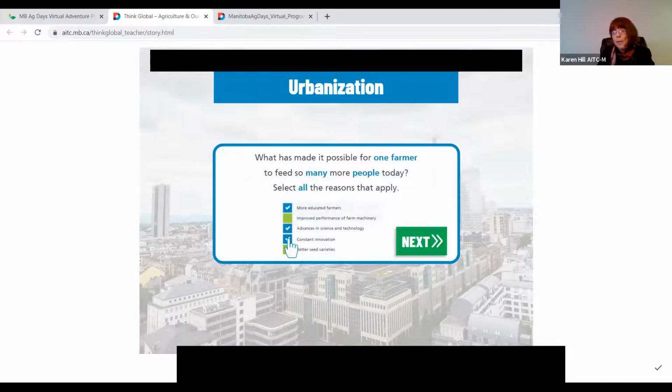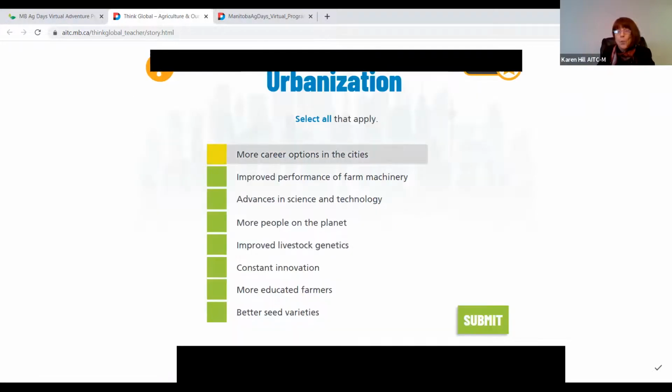And now we're going to test whether they understand what is needed for a farmer to be able to feed many more people. So more career options in the cities, that's not really helping the farmer. Improved performance of farm machinery, advances in science and technology, more people on the planet isn't helping the farmer be better at producing food. Improved livestock genetics, constant innovation, more educated farmers, and better seed varieties will all help.